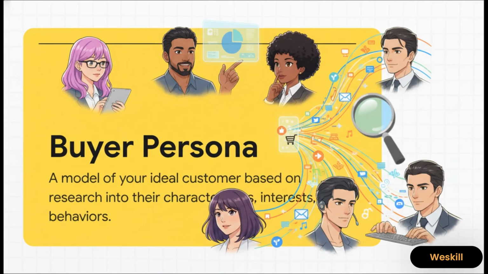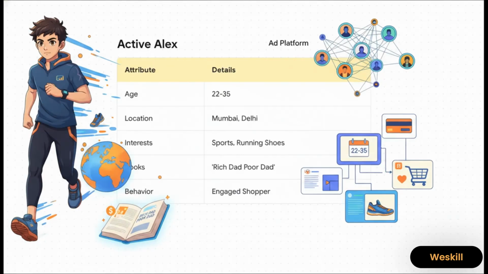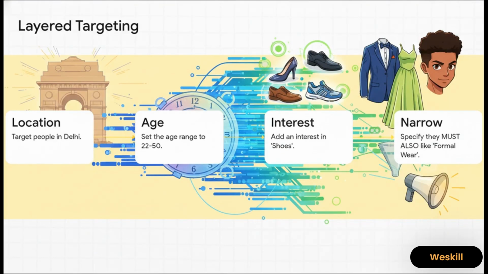It takes your audience from just this vague idea in your head to a really concrete, detailed profile you can actually use. So, for example, a sports shoe brand isn't just targeting people who like shoes. No way. They're looking for active Alex. And what's so wild is that you can build this exact profile, from his age and location all the way down to the kinds of books he reads, right inside the ad platform itself. And this just illustrates the power of what we call layered targeting perfectly. You can tell the platform, hey, find me people who are interested in shoes. But wait, they must also be interested in formal wear. Just like that, boom, you've filtered out all the noise and zeroed in on the perfect audience for your new dress shoe line.